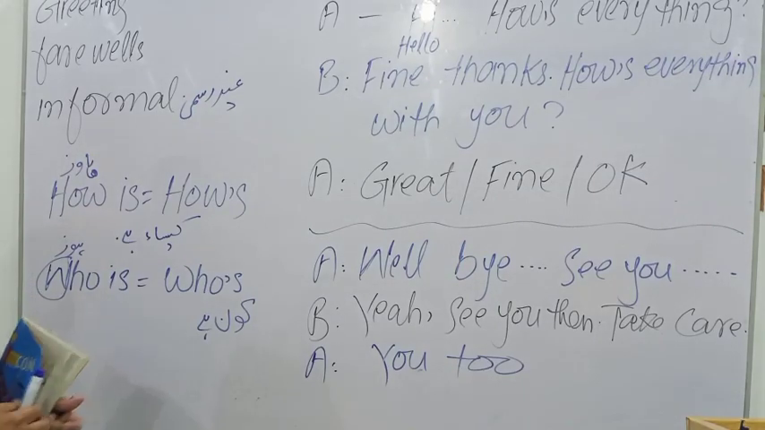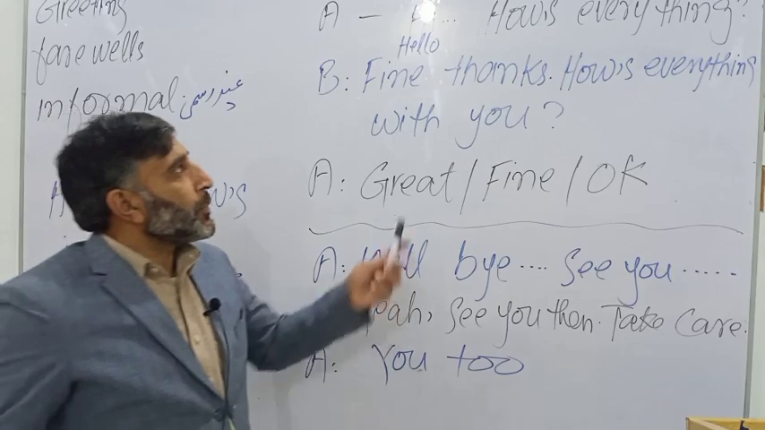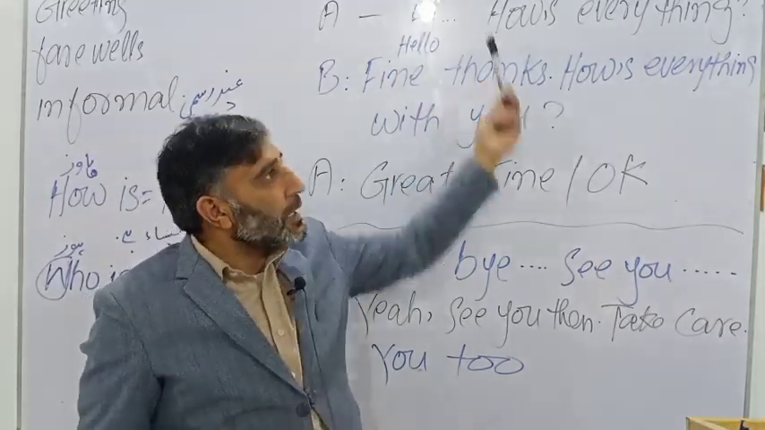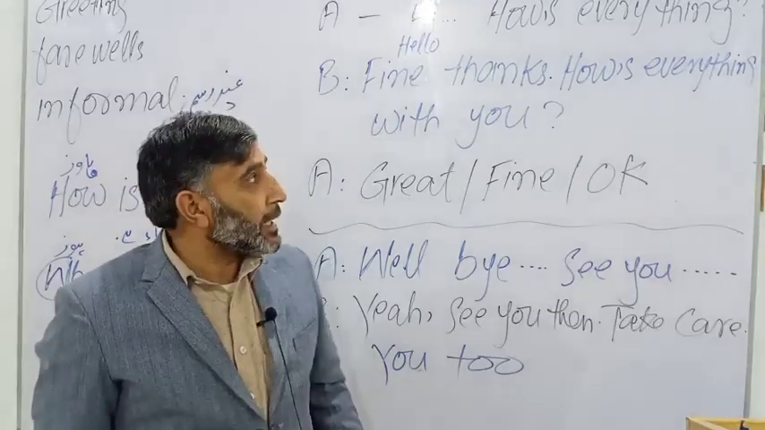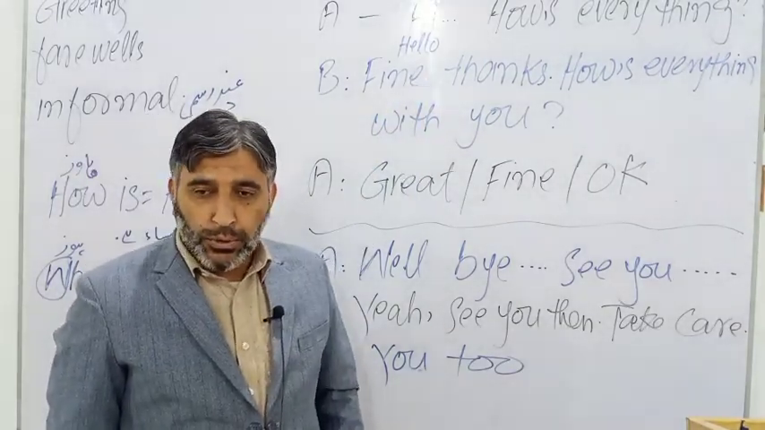Right? So, similarly in English also there is informal greeting. So, informal is hi Bilal, how's everything? Means assalamu alaikum Bilal, halat kaise hai? Sab kuch kaise hai? Or hello Bilal, how's everything? Both of you can use.